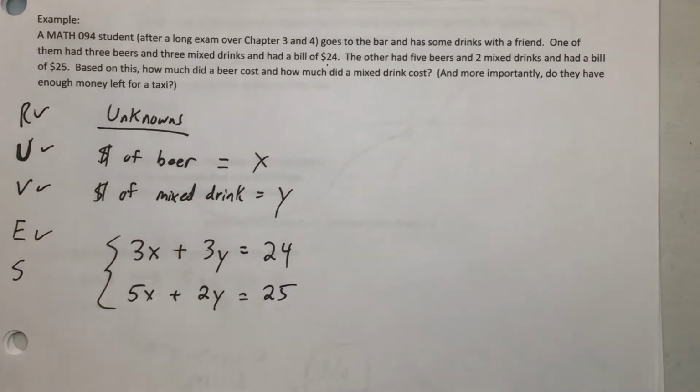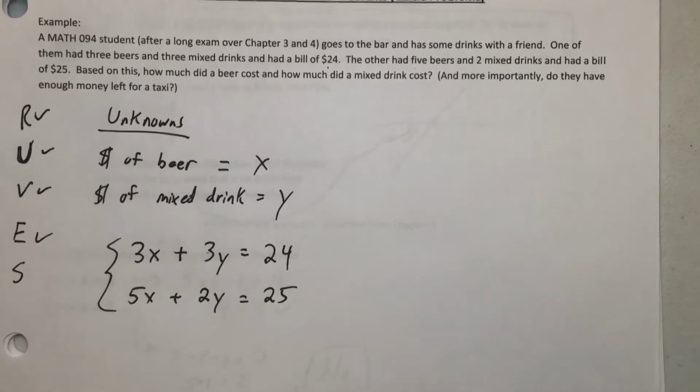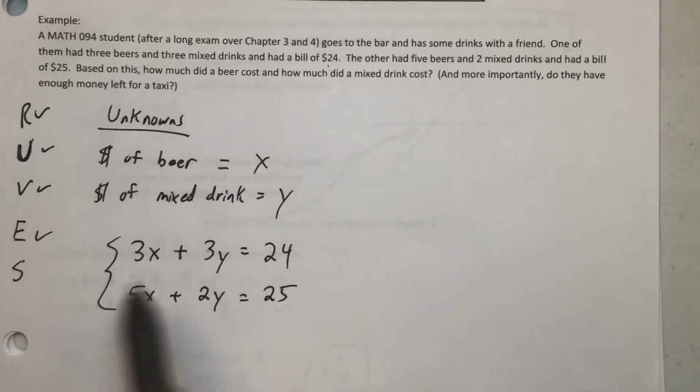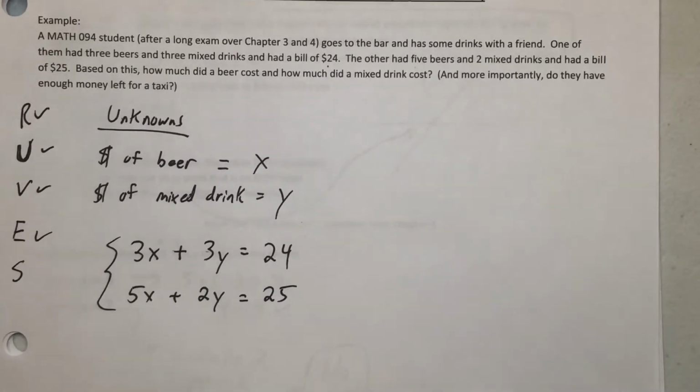So, time to solve them. In this case, I would say let's go again with elimination. They're already lined up, x's and y's equals constants. Also, we don't have one that's immediately solvable for a variable. You could, but we're going to stick with elimination again.